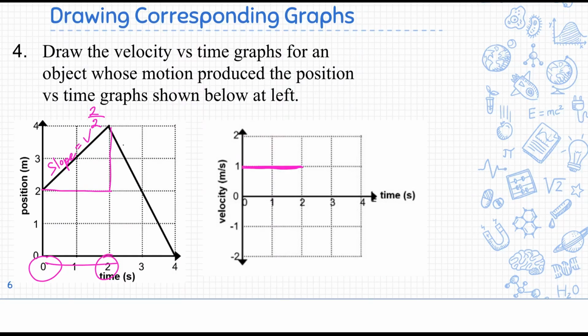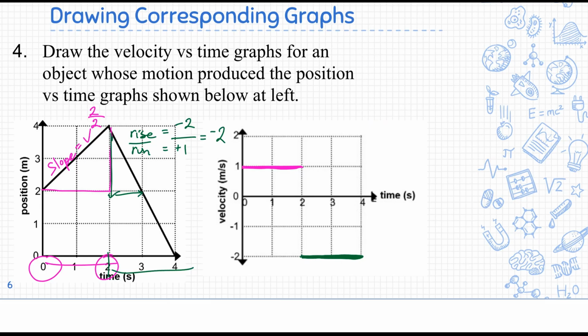And then for this part, we just have to be careful because this goes down 2 and over 1. Well, rise then is -2 and run is +1 because I'm going to the right, from 2 to 3. So rise over run is going to be -2 over 1, which is -2. So that means that this is going to have to drop down to -2 here, because that slope stays the same all the way from 2 to 4 seconds.